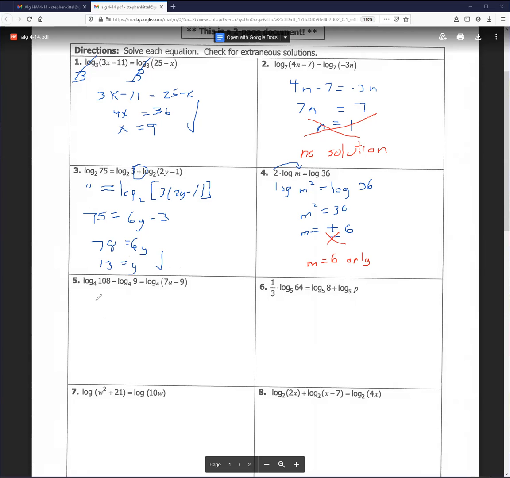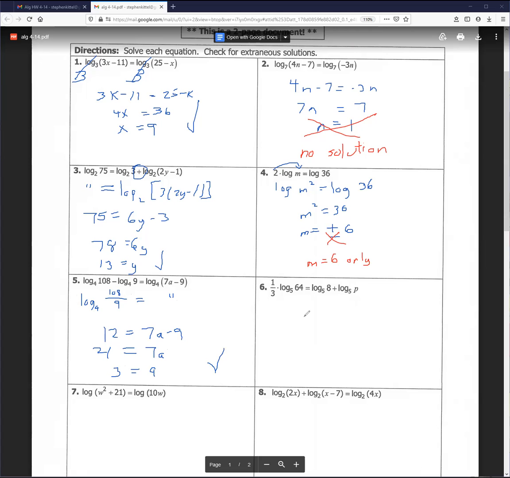All right, number 5. This is log base 4 of 108 over 9 equals the same thing. So 108 over 9 is equal to 12. So when we do 4 to the power of each side and cancel out the logs, we're going to get 12 equals 7a minus 9. So 7a equals 21. Therefore, a equals 3. If I plug in a 3, 21 minus 9 is 12. Yup, we're good.